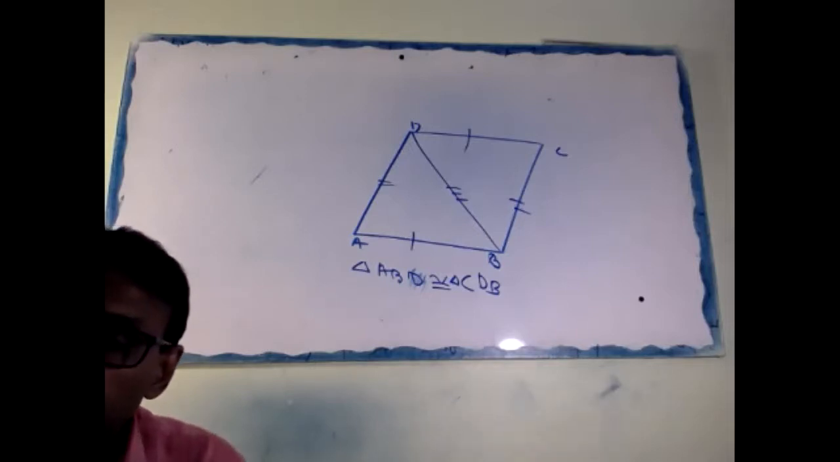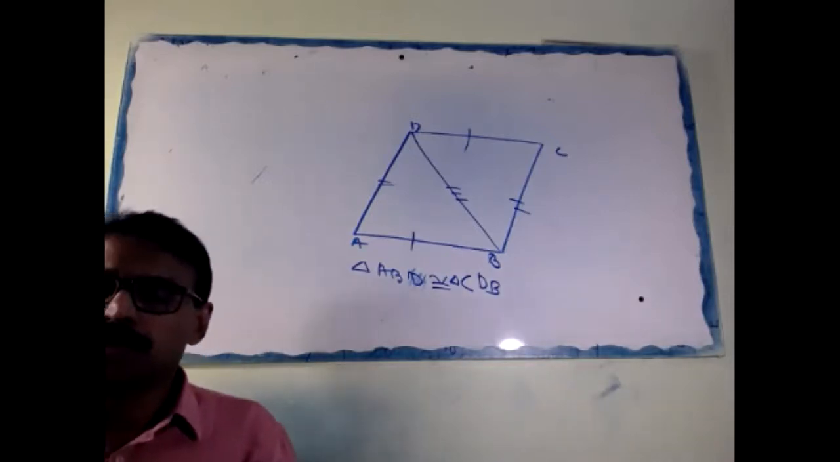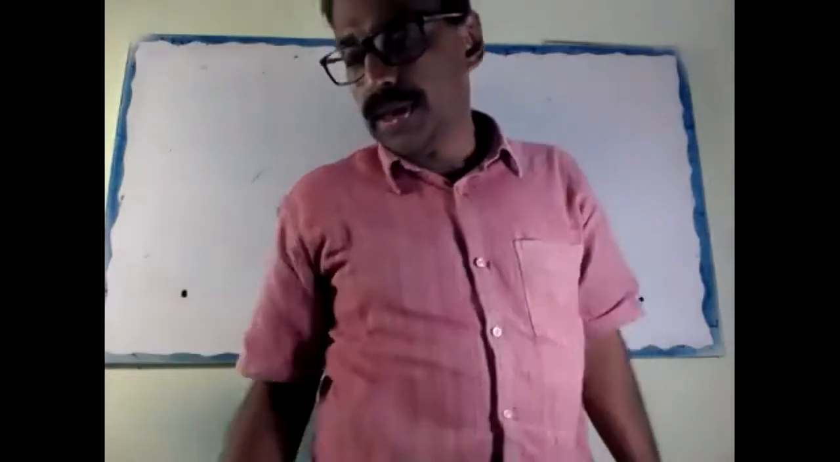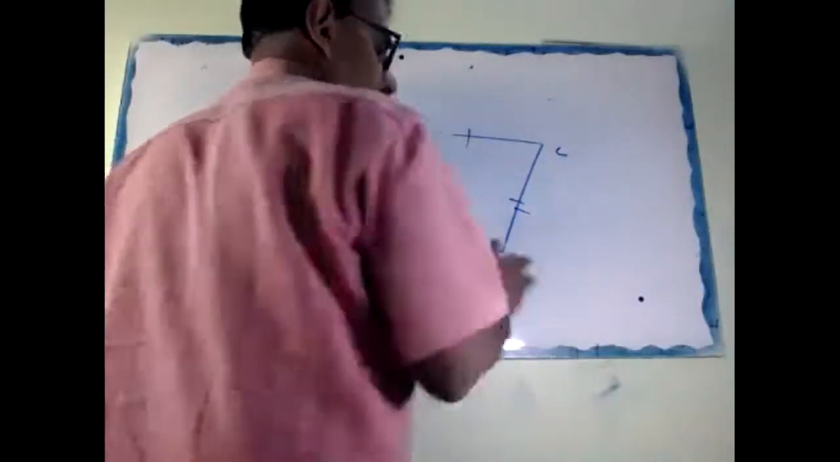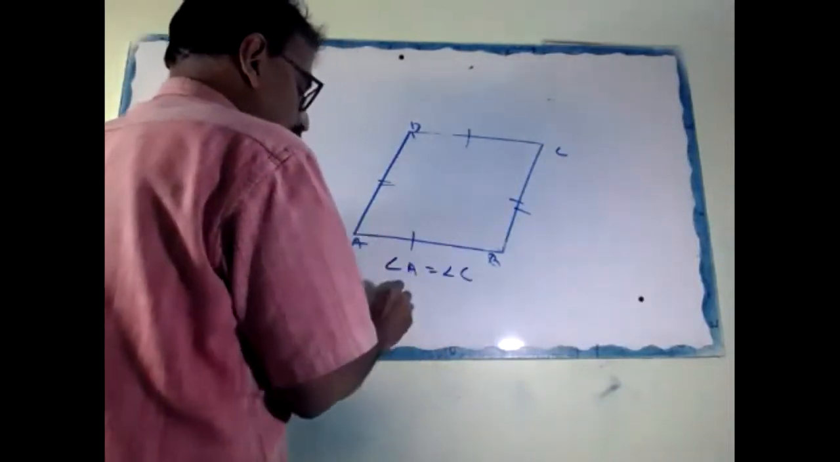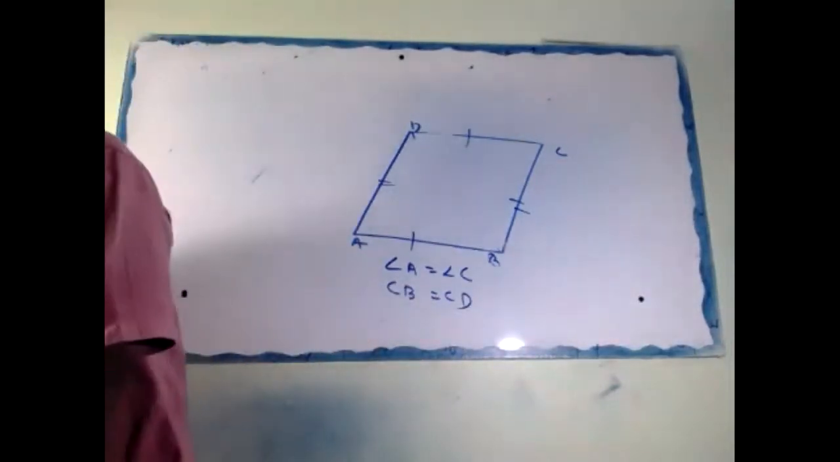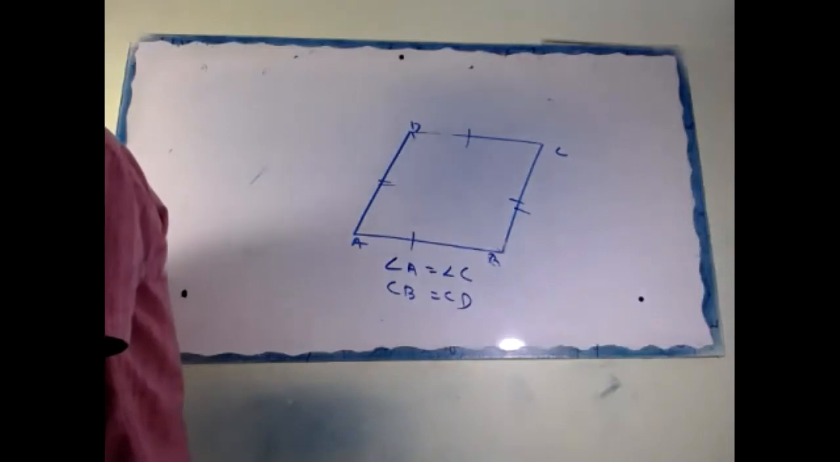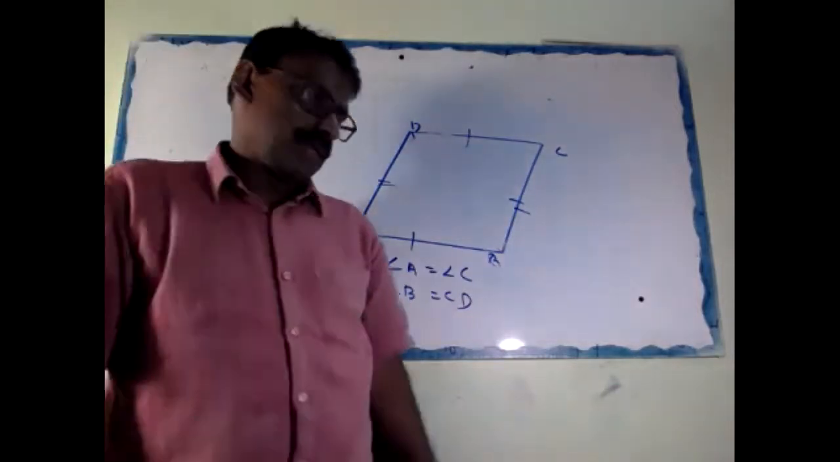Okay, finished. Next one. In a parallelogram, opposite angles are equal. That means angle A equal to angle C, angle B equal to angle D.